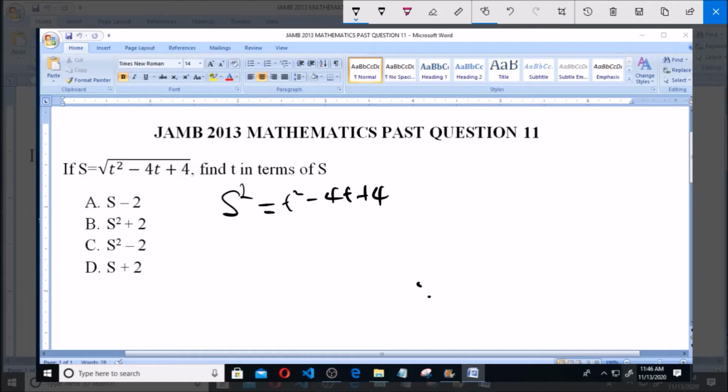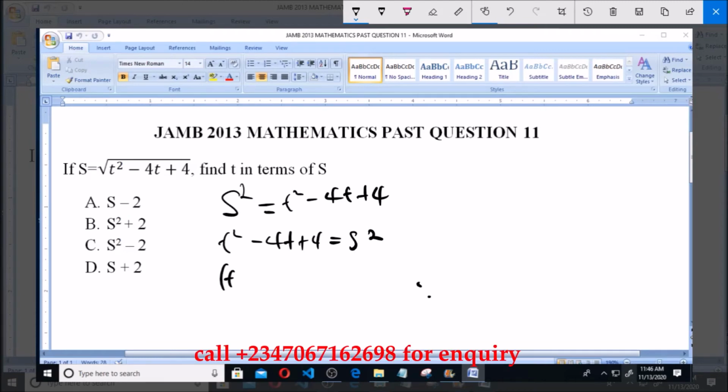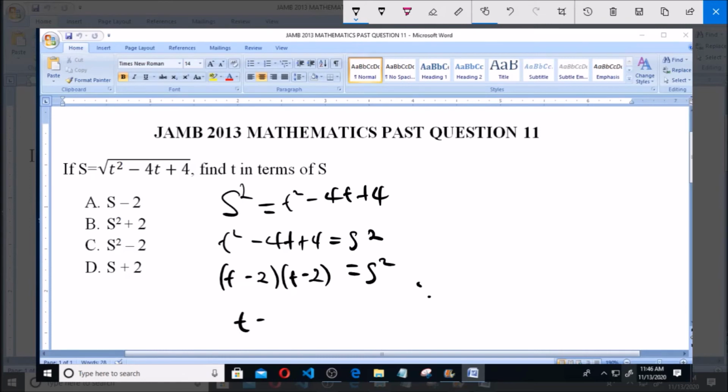Now solving this, we'll have that t squared minus 4t plus 4 is equal to s squared. When we factorize this, it will give us t minus 2 times t minus 2. That's the factorization of t squared minus 4t plus 4, and this is equal to s squared. So it simply means that t minus 2 is equal to s squared.